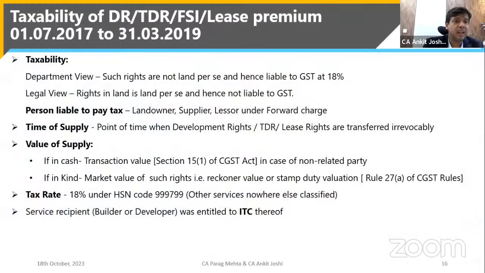Before April 2019, what was the stand? The department was very clear. In case there was a transfer of TDR or FSI, GST had to be paid at the rate of 18%. The department was very clear that such rights are not part of land. There is a legal view that such TDR or development rights are nothing but a right in land, and since it becomes part of land, it is not liable to GST. But our department is very clear that GST is liable at the rate of 18%.